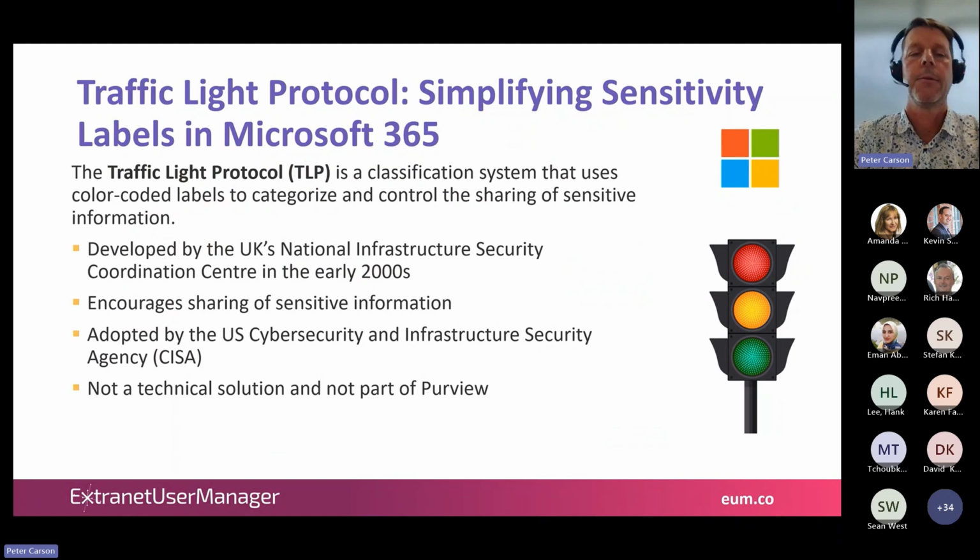a classification system that was first developed by the UK back in the early 2000s. So it's been around for 20 years or so now, and really it's encouraging sharing of sensitive information, and that sounds like a bad thing, but it's actually not. It's making everybody aware of what the sensitivity of that information is that they're sharing. And it's pretty easy to understand: green, amber, red.